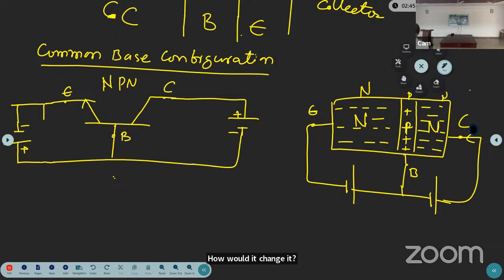The output voltage is changing the input characteristics. How? Can anyone answer?